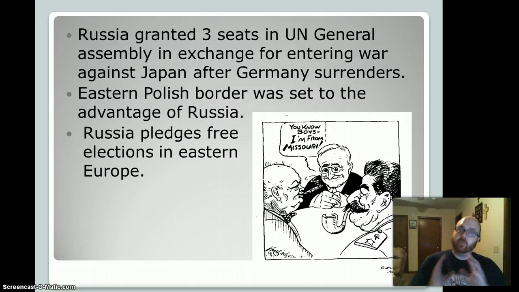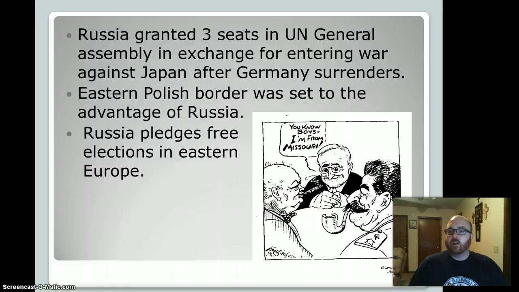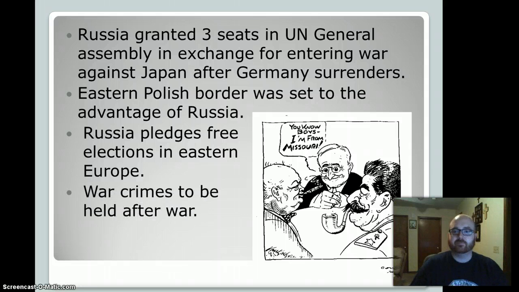All right? And with this power, Russia pledges free elections. When this is all over, all the land that we have in Eastern Europe gets free elections. They can choose whatever kind of government they want. They can choose the leaders they want. Free elections. Now remember that. Russia promises free elections in Eastern Europe after World War II. And also, war crimes trials are to be held after the war.